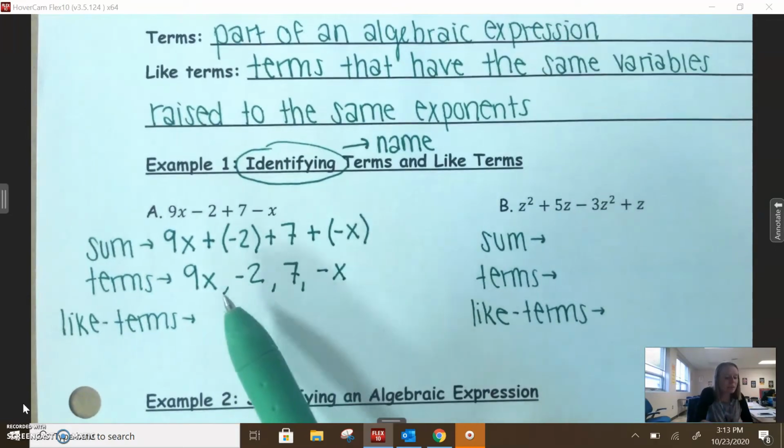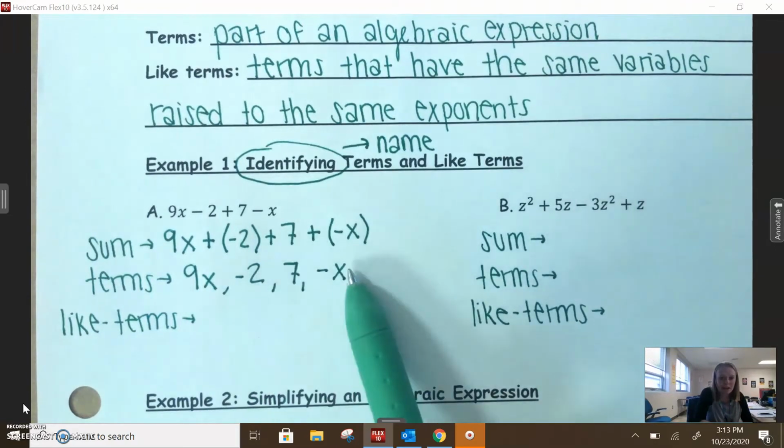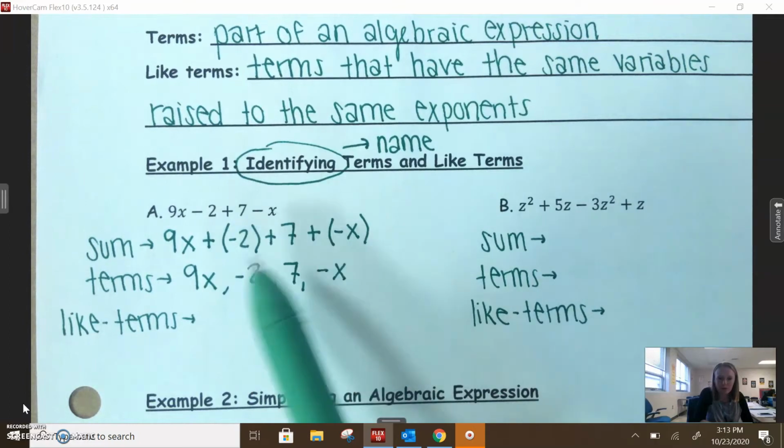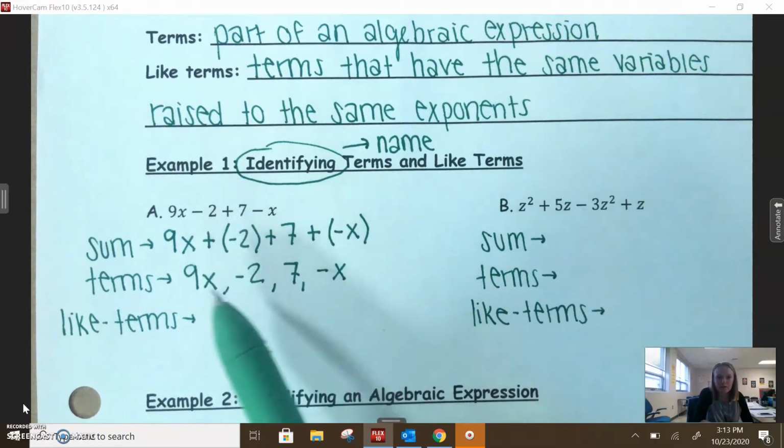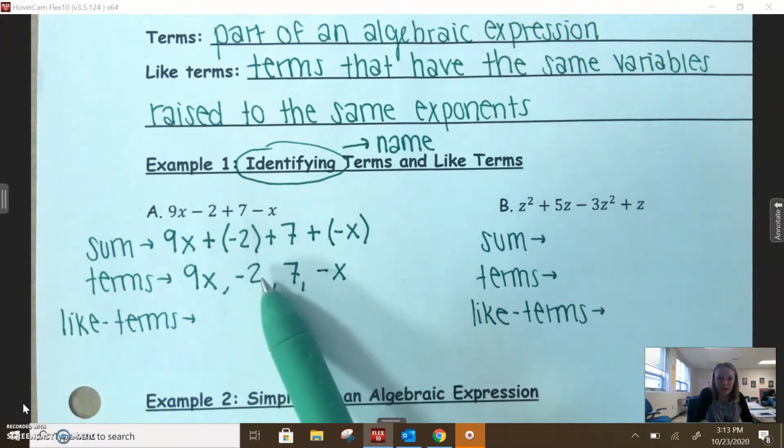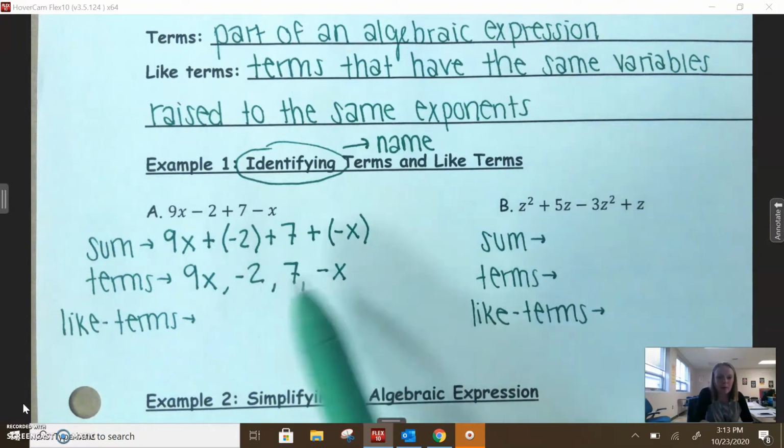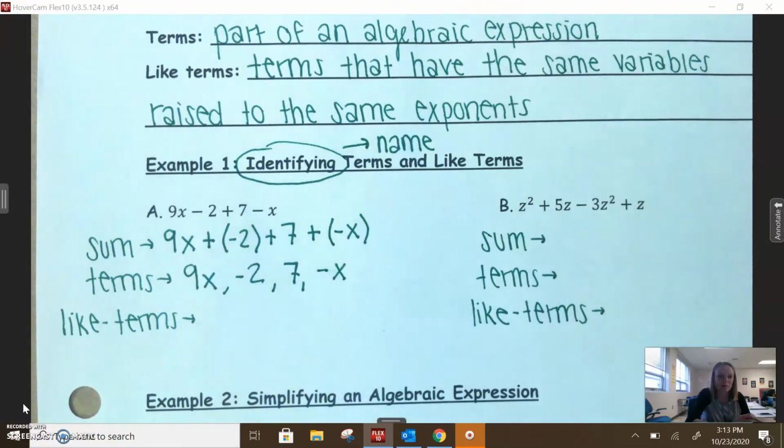It's really important that you still have the negative on these. Even if you weren't to write out a sum, you need to know that subtracting means that this is really a negative term. So you have to have those negative signs on your terms there.